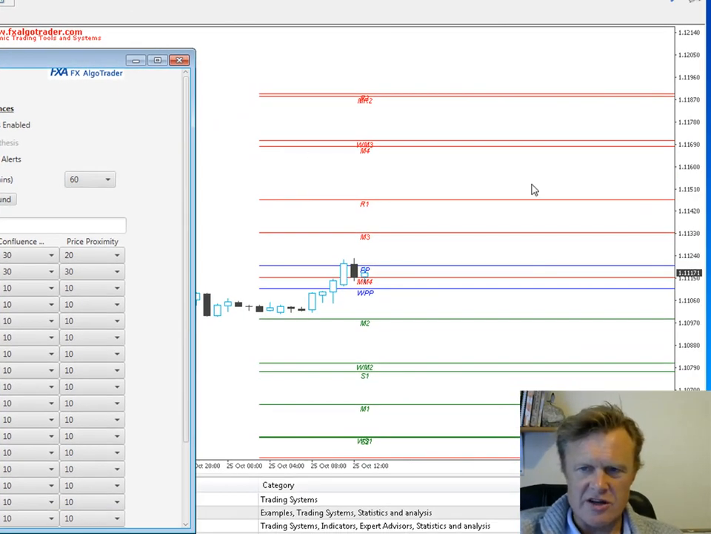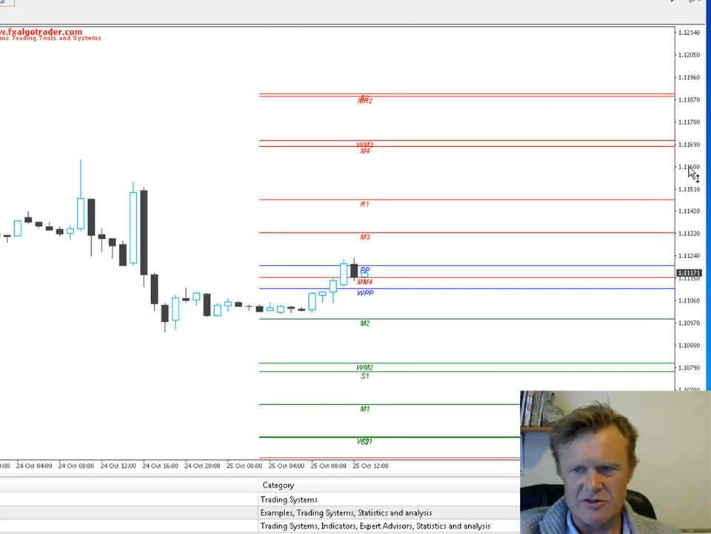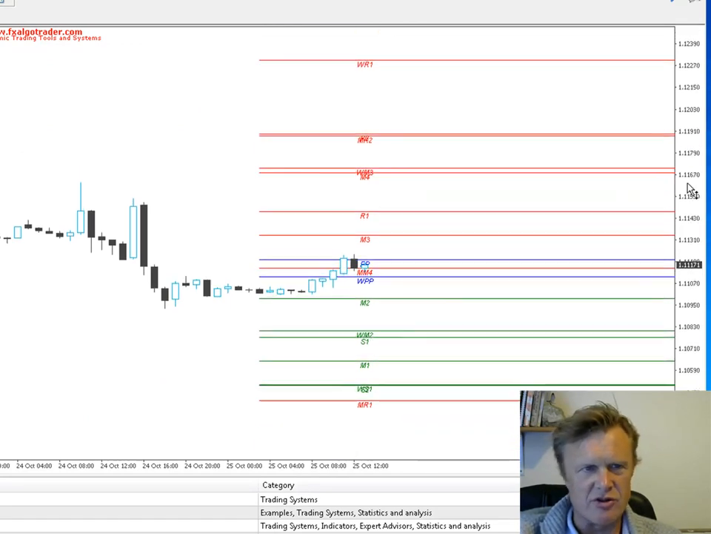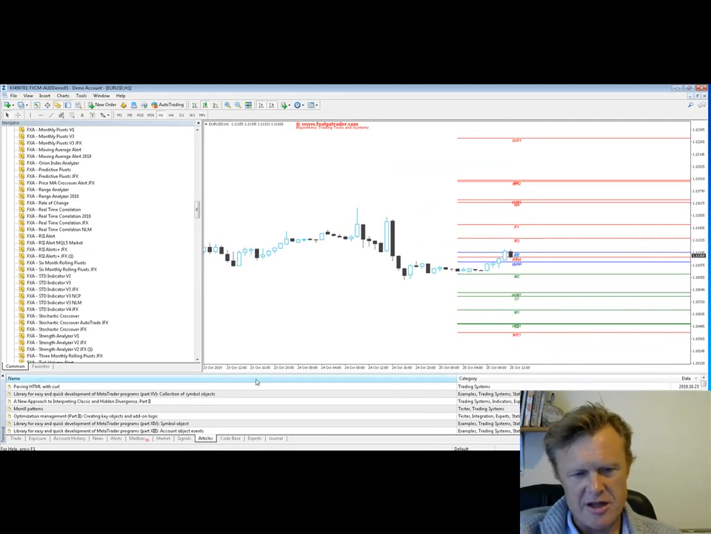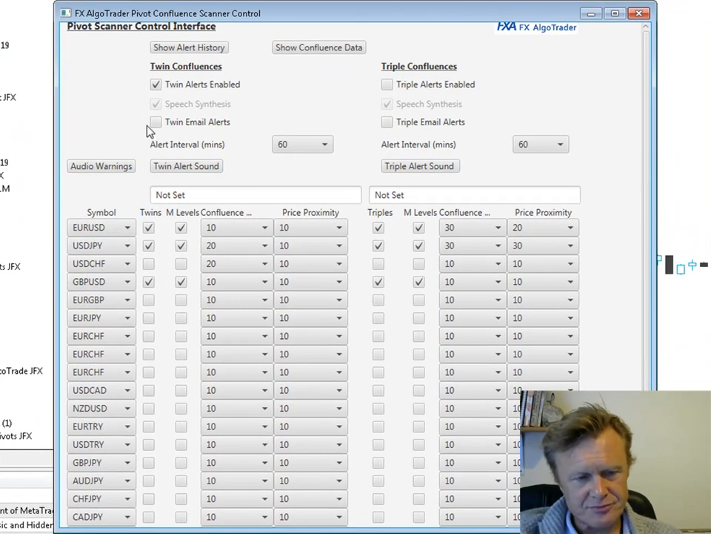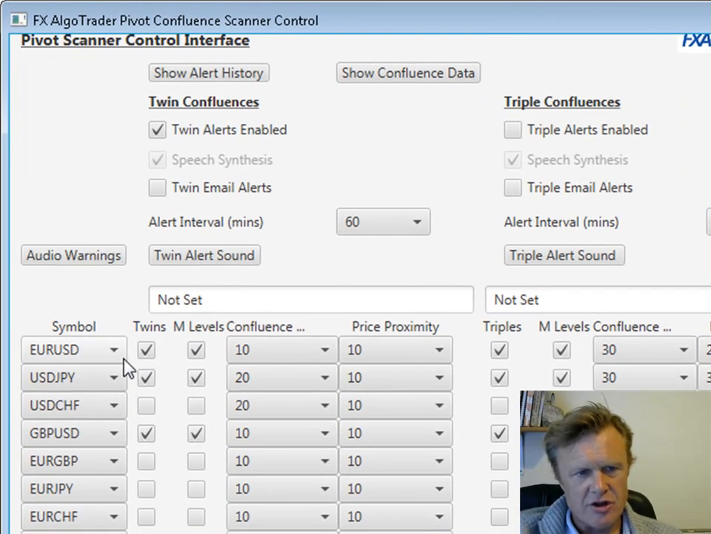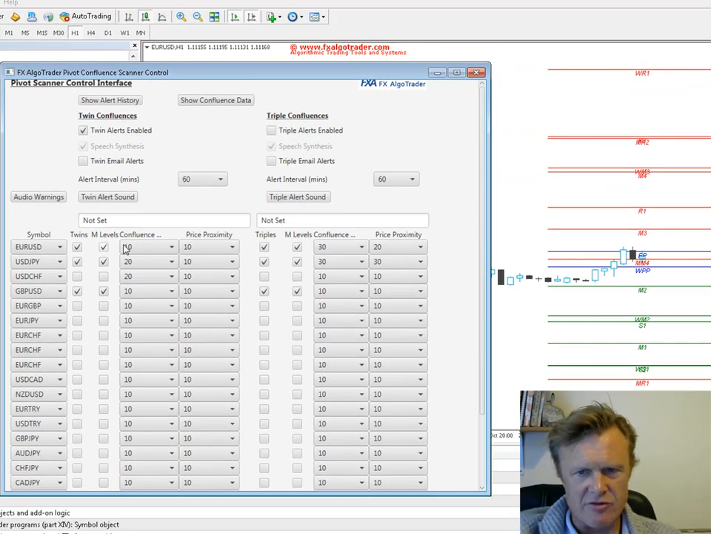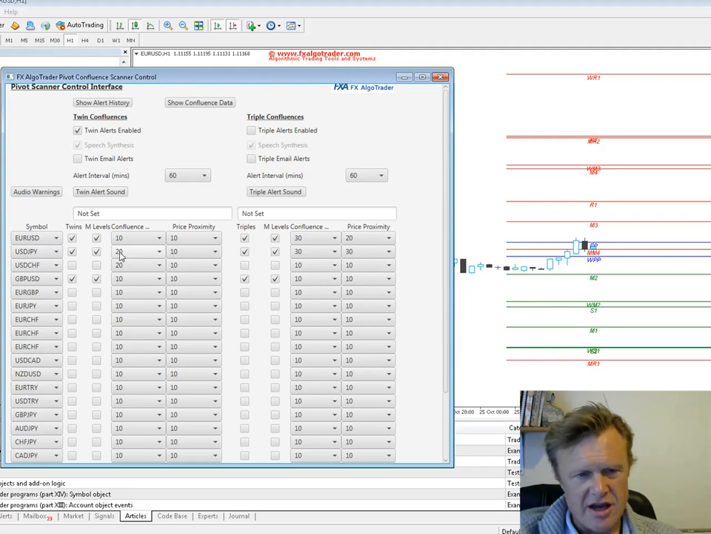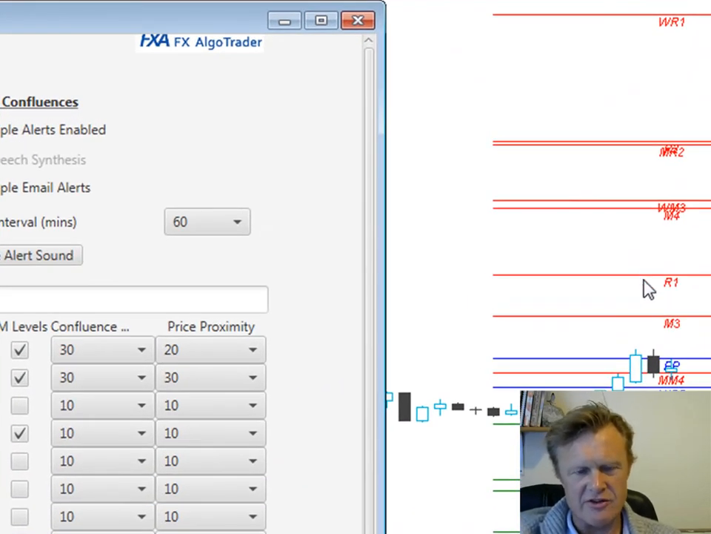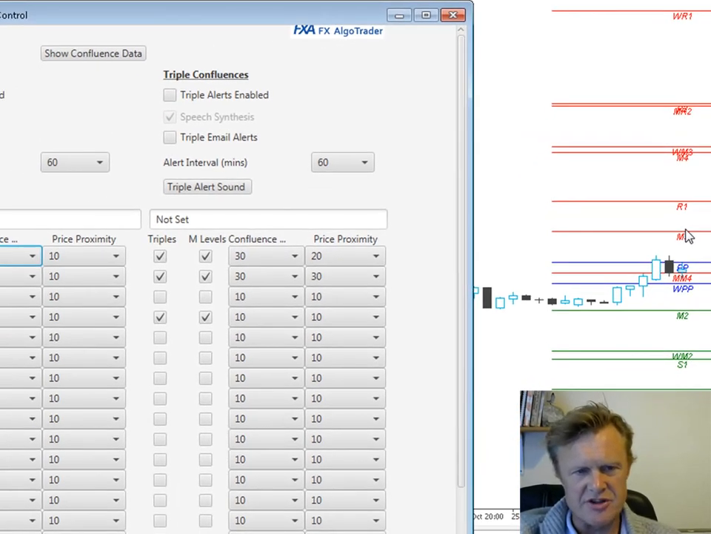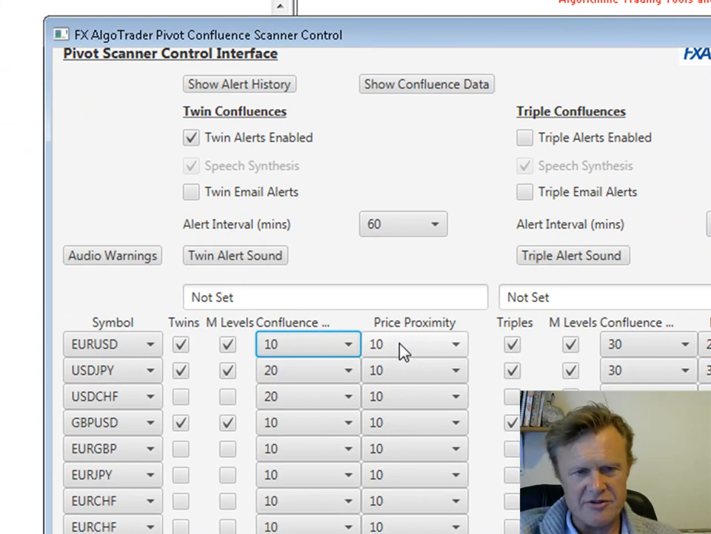So what you can see here is a chart with standard daily, weekly and monthly pivots on it. It's a euro-dollar chart running on an H1 time frame. And if you look at the interface, we've set it up so that we're scanning for twin level pivots, including M levels, i.e. intermediate levels, and we're looking for confluence of 10. That means we'll set a maximum distance between those pivot levels of 10. So for a confluence to exist, the 2 pivot levels must be within 10 pips of each other, and we've got a price proximity of 10 pips as well.